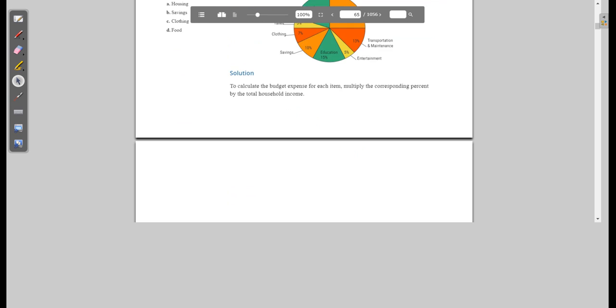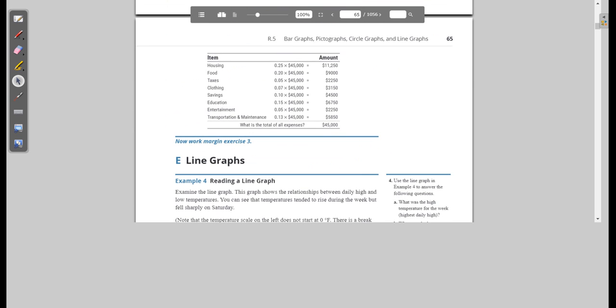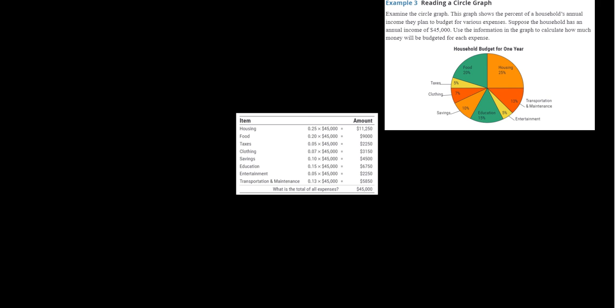Okay, so in order to do this, we're just going to take the percent of each. We're going to take the slice of each, the percent on each slice here in the pie chart, and multiply it by 45,000. And I'm going to just go ahead and snip this because I know it's not going to fit nice and neatly on here if I write it. Let's see. Let's make it a little bit larger, I guess.